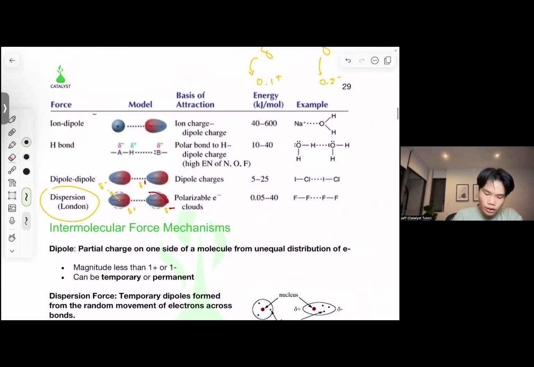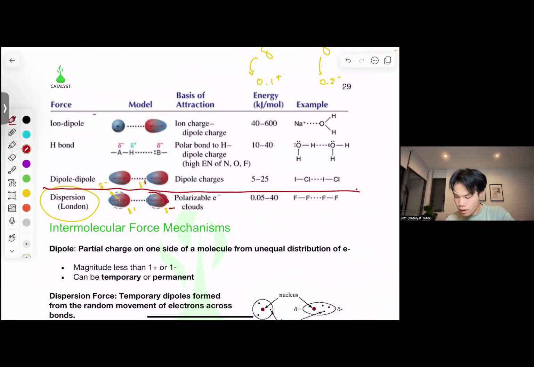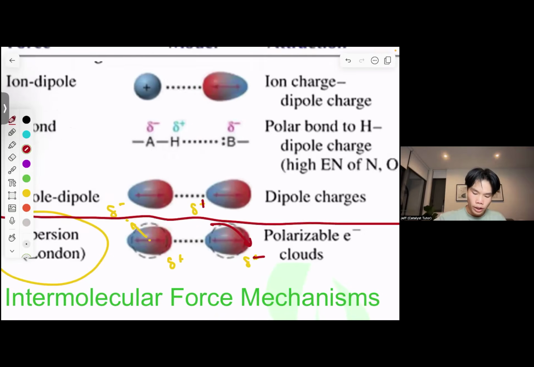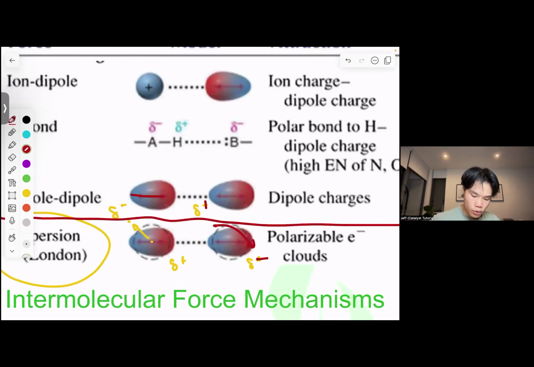Okay, so then I'm going to draw a big line through here. Things above this line will only form if you have a polar molecule. That is the condition of entry, the admission ticket to having dipole-dipole and H bonding. You cannot have it if you don't have polarity in your molecule. So it's basically what we just talked about. You need to have a polar bond and you need to have asymmetry in your molecule in order for the electrons to be permanently dragged away.